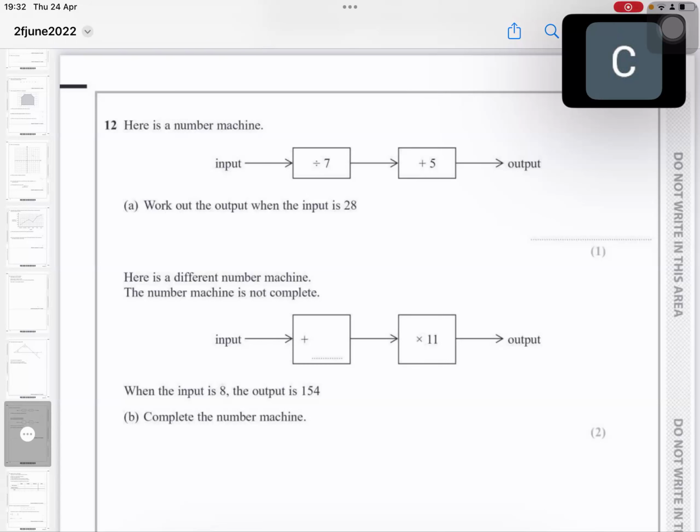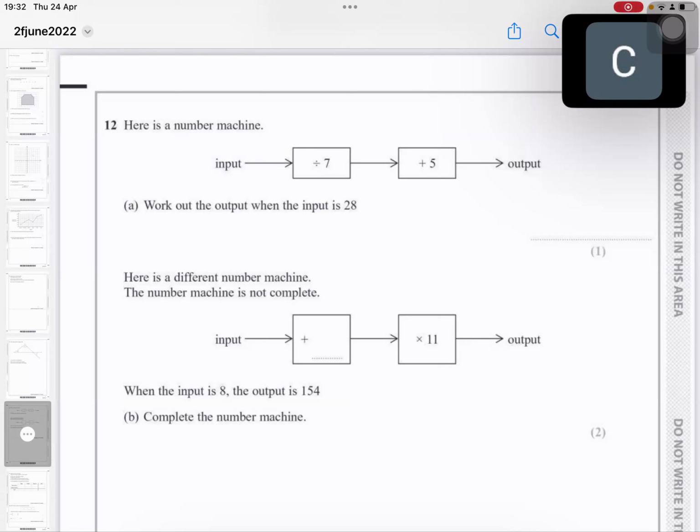This is quite straightforward, right? Yes. Okay, so what would be the answer? 9. Are you sure about that? Okay, let's see. 28 divided by 7, that's 4. Okay, yes, correct. Yes, it's 9.